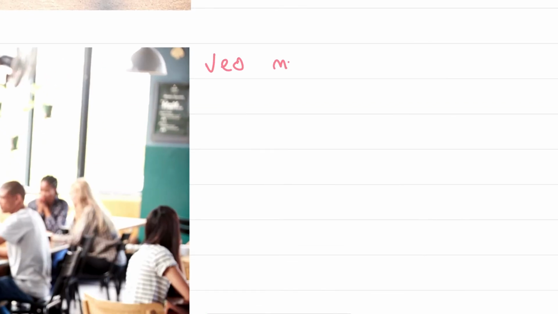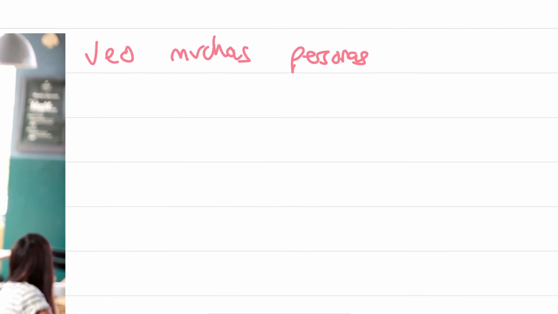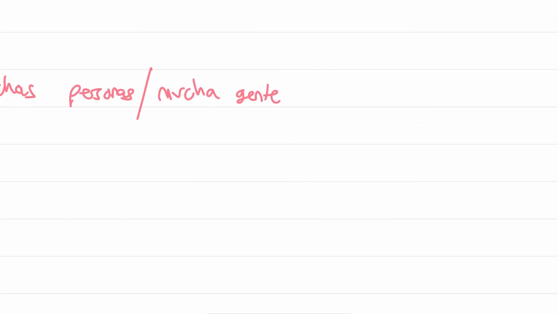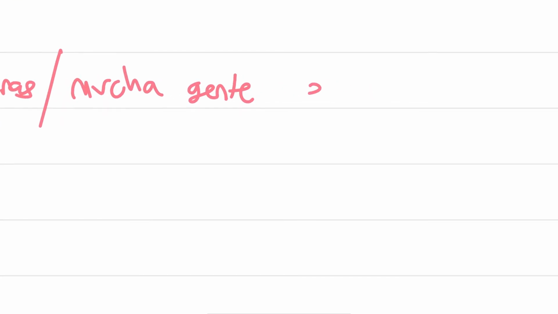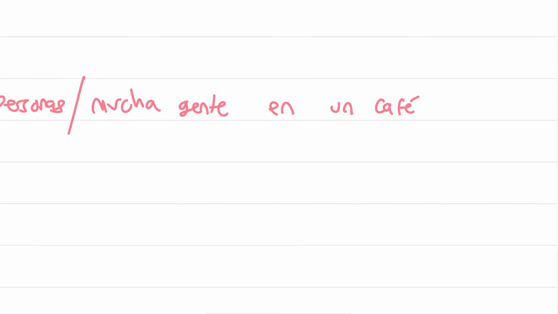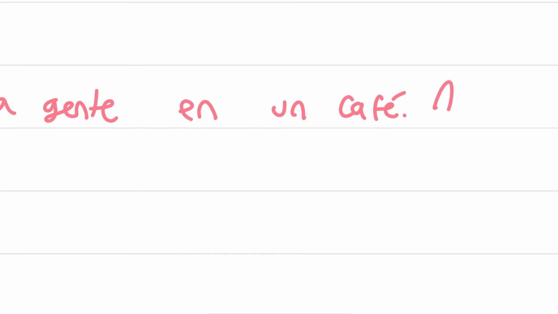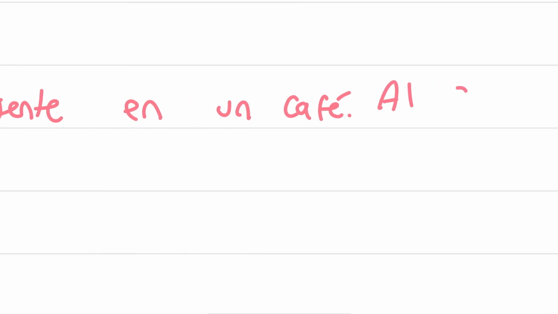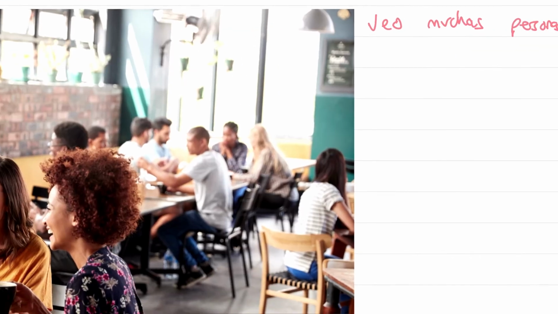It may be in a cafe. So I could say, veo muchas personas. Muchas personas. Be careful if you're going to say people, using the word gente, we keep it singular. Veo mucha gente. Gente is always singular. We never say gentes, ending in S. So singular, mucha gente, and that means many people. So veo mucha gente en un cafe. I think it's masculine. En un cafe. Full stop. Al fondo is how we say in the background. So al fondo, in the background.